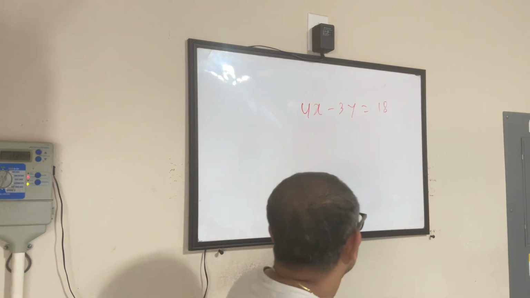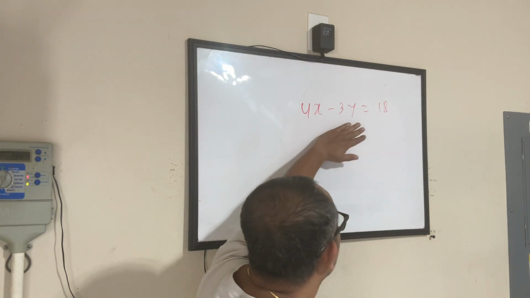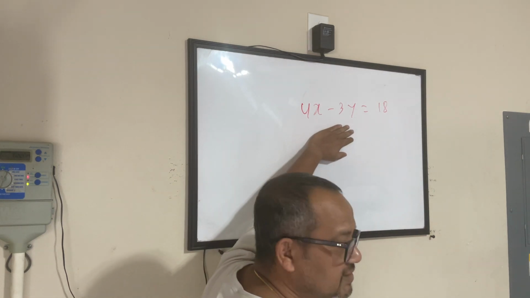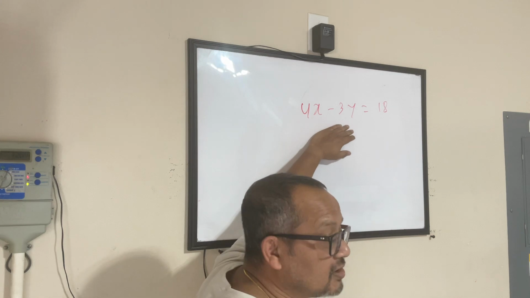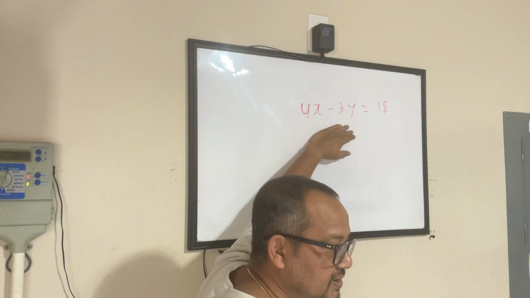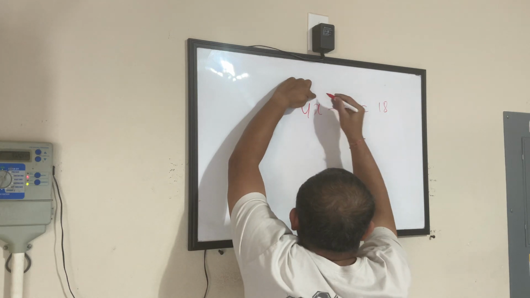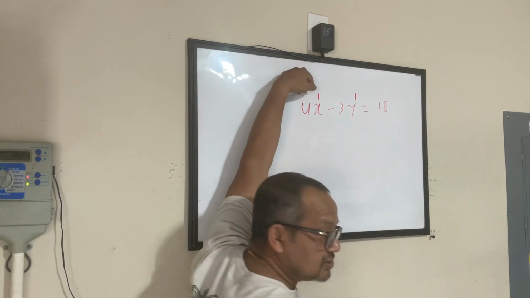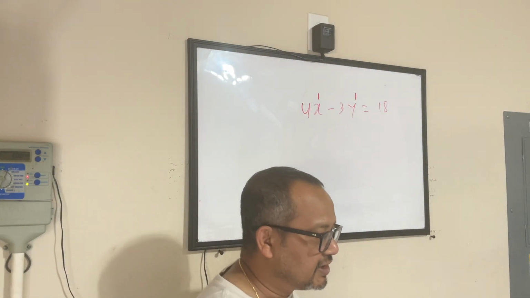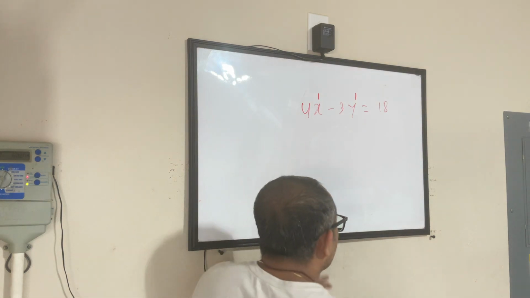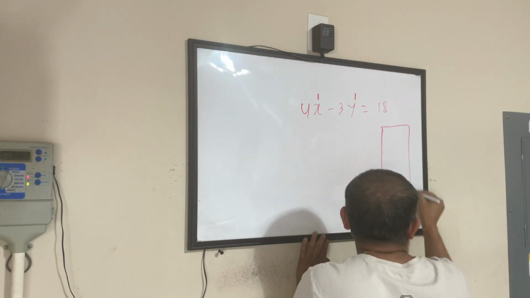Okay. So here, when I have a situation like this, it is nothing but called a linear equation. It's a linear equation where the maximum power of the variables is 1. And this is called a linear equation.